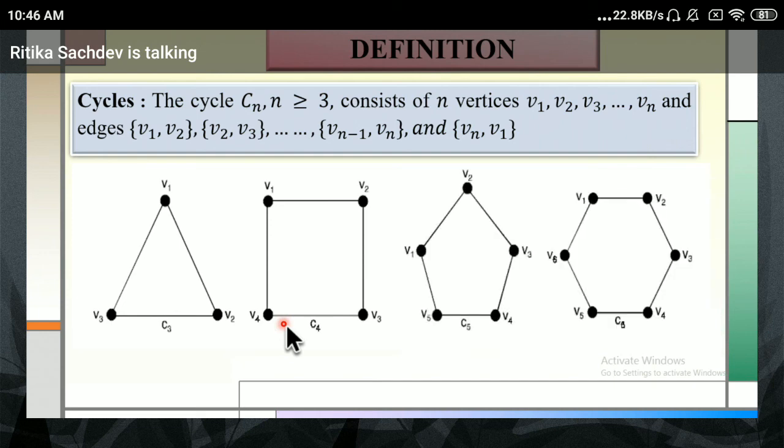Similarly, we have C5 and C6. Do observe that even these vertices have degree 2. So for a cycle, you connect each vertex to its neighbors. Now you'll ask, who are the neighbors of V1? The neighbors of V1 are V2 and the last vertex, Vn. And that is why we have written here that you have to connect from V1 to Vn all the vertices through edges, and then lastly Vn is connected back to V1.